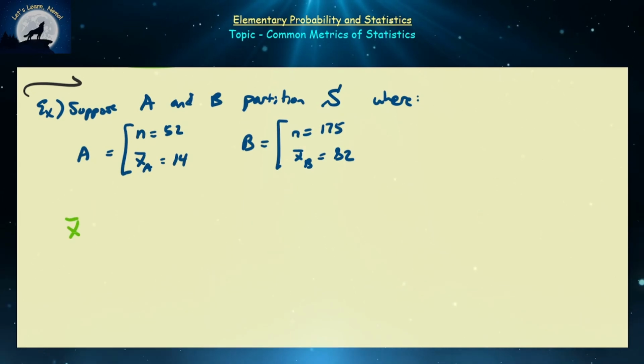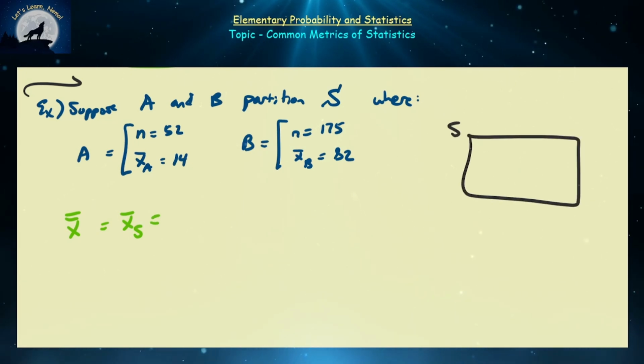So the average, or the grand mean of all of these values, which technically speaking is the average of set S, because keep in mind, what is S? Well, S is just the pooled distribution of A and B. So if I were to delete this line in the middle, what would be the average of all the values in A and B together, right? So the 52 A's and the 175 B's.